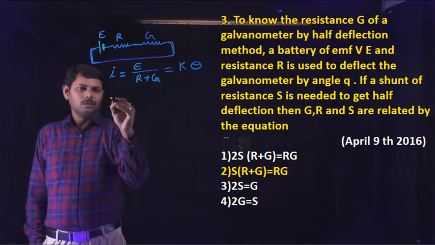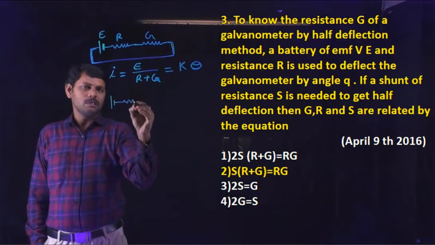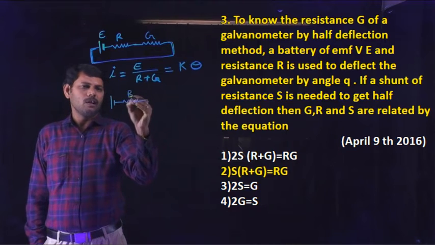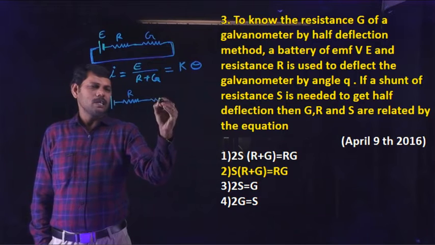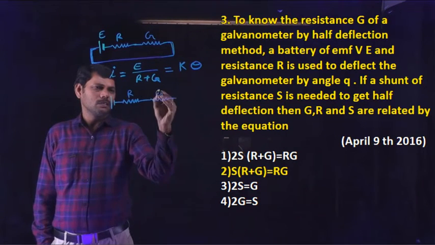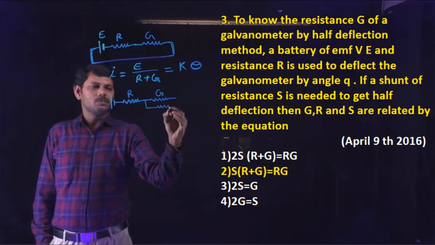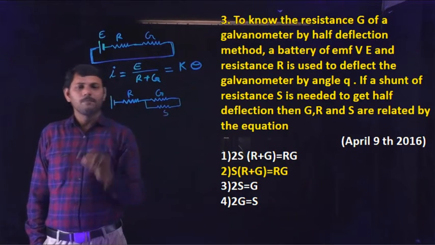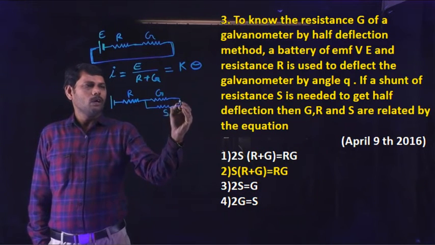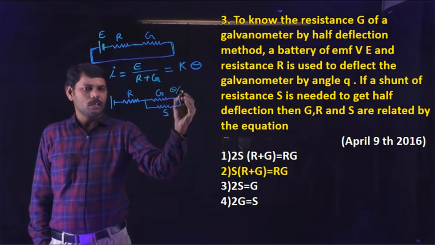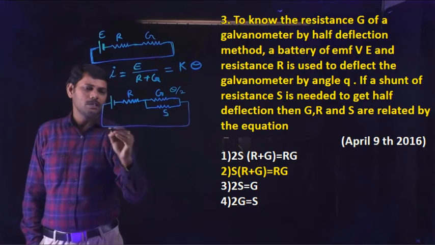Next, to have half deflection in the galvanometer, a shunt resistance is given to the galvanometer. That means a parallel resistance is connected to the galvanometer to have half deflection. Now the deflection becomes theta by 2, and this is the circuit in the second condition.